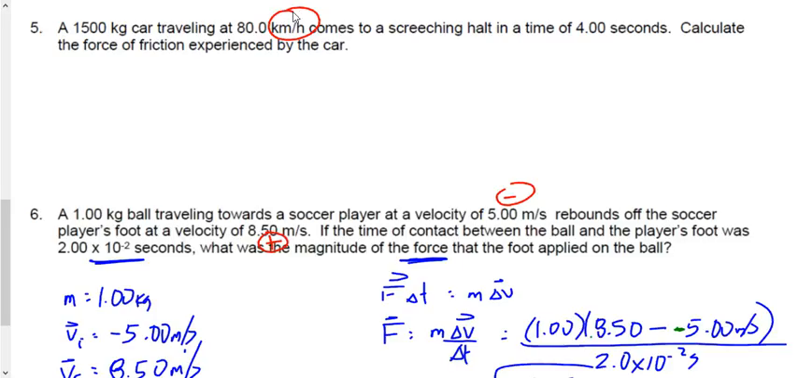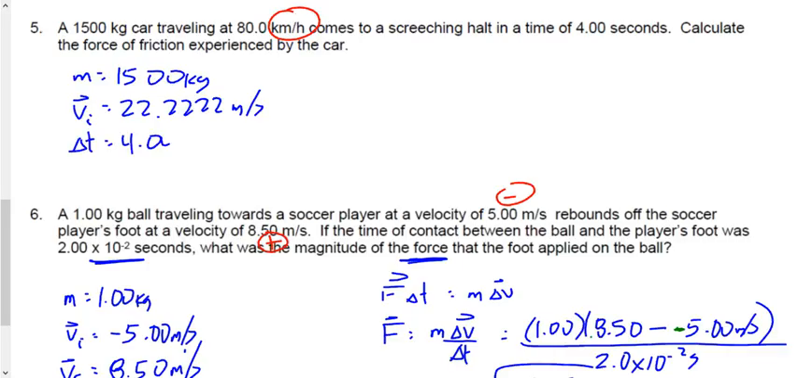There is something else that I don't think I want to circle in red, but there is a little kind of read between the lines thing here. By the way, 22.222, that's 80 divided by 3.6. Anybody kind of catch the read between the lines thing? Yep, it comes to a screeching halt, so VF is equal to 0 meters per second.